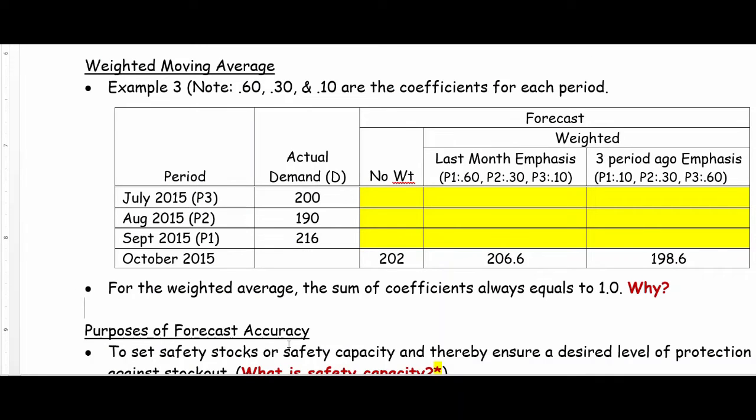All right. For the weighted average, the sum of coefficients always equals 1. Why? Pretty straightforward. 60% plus 30% plus 10% is 100%, or in decimal form it's 1.0. That's just the way it works, right? You can't say I want 110% of that candy bar. You just want 100% of it.